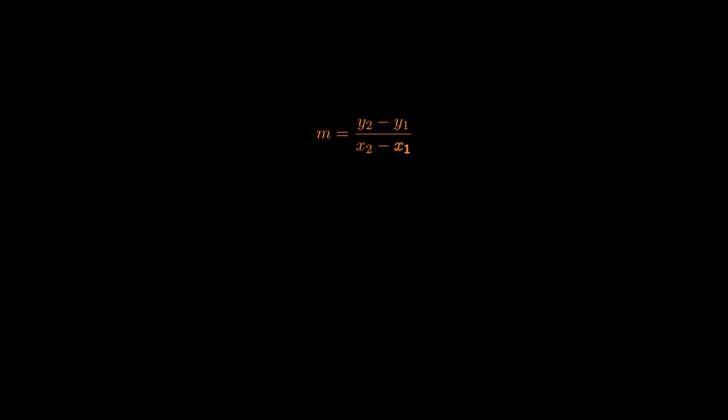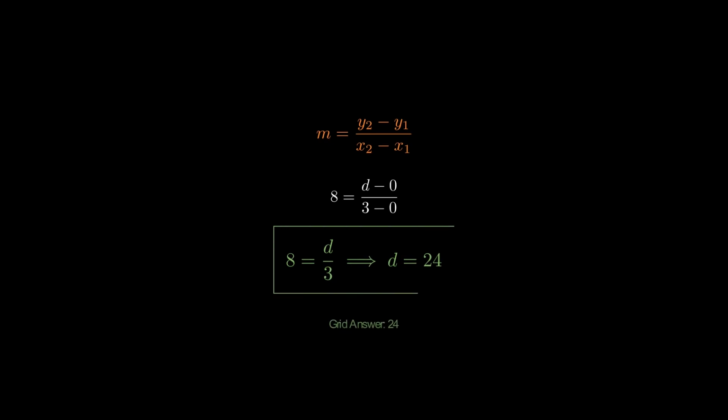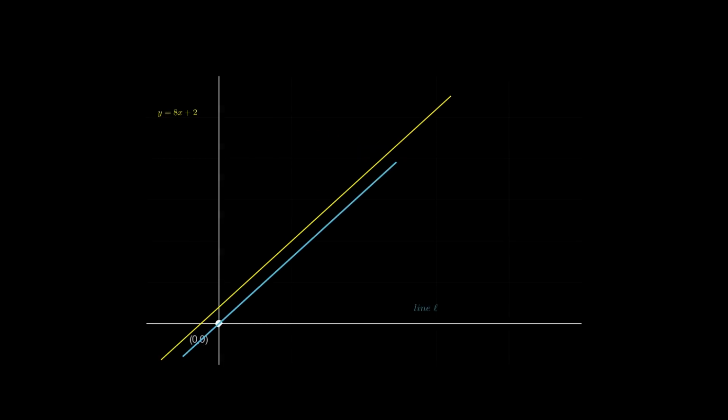M equals y2 minus y1 over x2 minus x1. Substituting our values gives us 8 equals d minus 0 over 3 minus 0, which simplifies to 8 equals d over 3. Multiplying both sides by 3, we find that d equals 24. Looking at the graph, as we track line L from the origin with the slope of 8 moving over to an x-coordinate of 3, takes us straight up to y value of 24, perfectly confirming our answer.